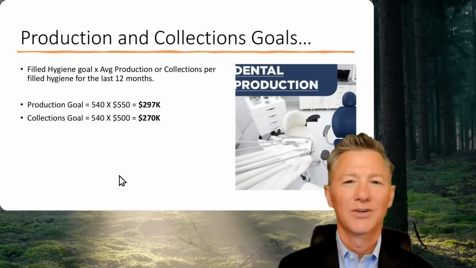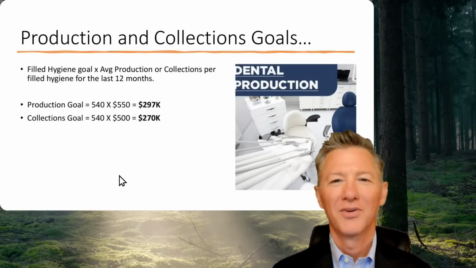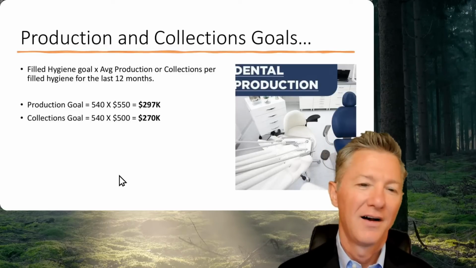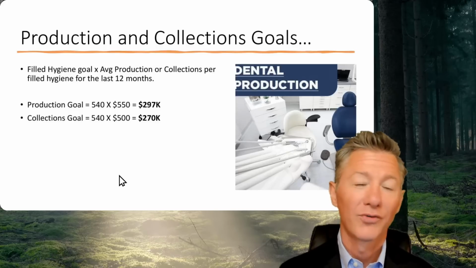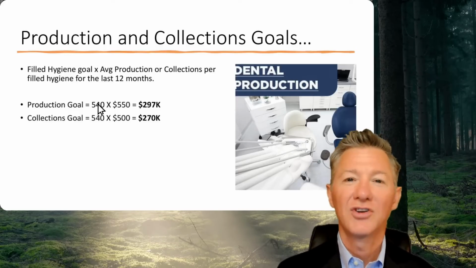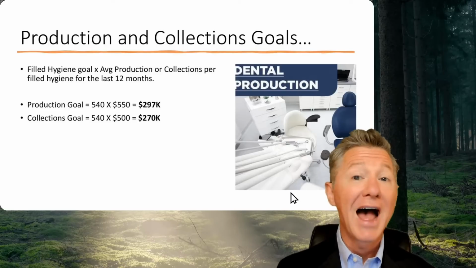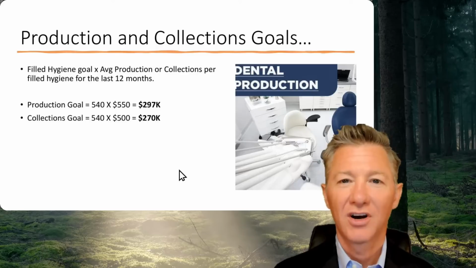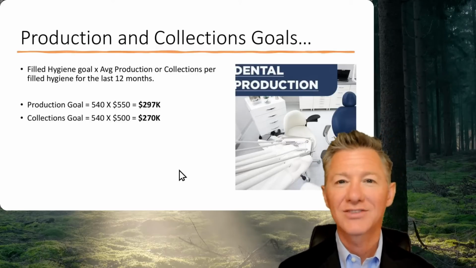Production and collections goal. Of course, why are we in business? We're in business to produce and to collect. We're in business to make money, right? And to help patients. So we're going to have goals. The way I come up with these goals, it's very easy. I just take my field hygiene goal and I multiply it by the production that I've been averaging per field hygiene for the last 12 months.